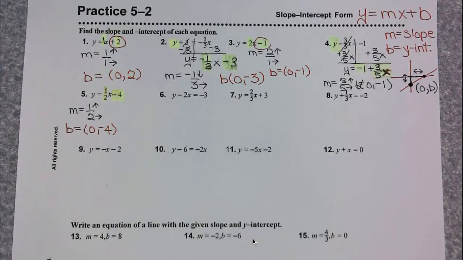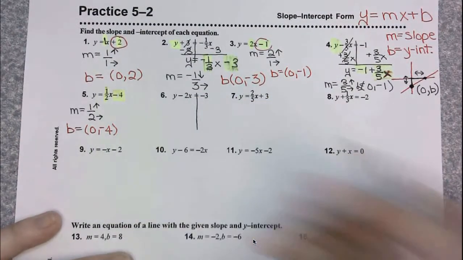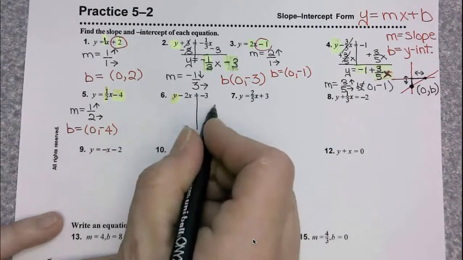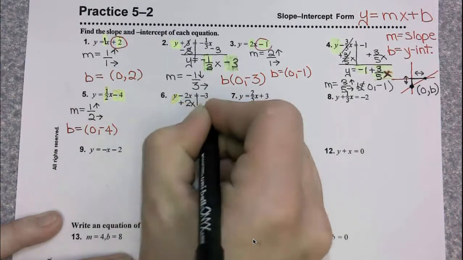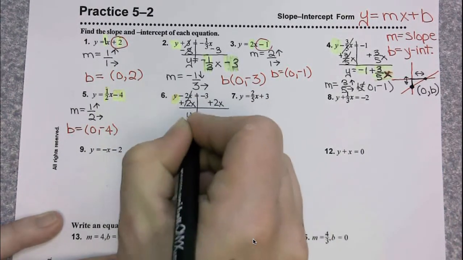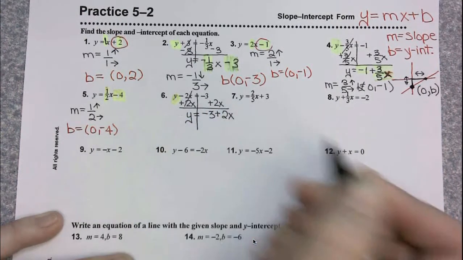Number 6, we need to get number 6 in y equals mx plus b form. So I need to get y by itself. That means I'm going to need to move the 2x, and I move it across the line by doing the opposite operation. So I'm going to add 2x to both sides. y is equal to -3 plus 2x.